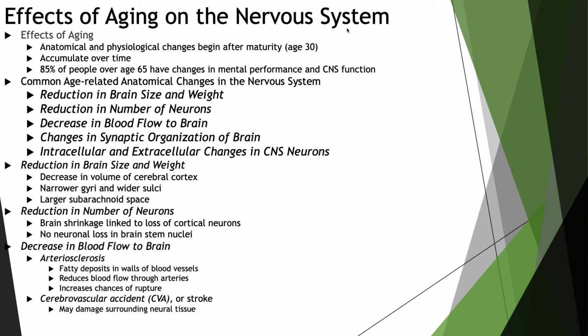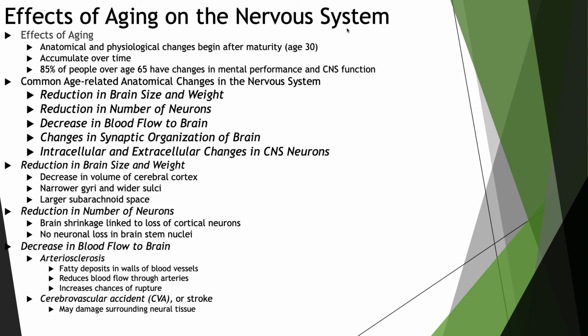Common age-related anatomical changes in the nervous system may include the following: reduction in brain size and weight. This reduction results primarily from a decrease in the volume of the cerebral cortex. The brain of elderly individuals has narrower gyri and wider sulci than those of young people, and the subarachnoid space is larger. It also includes a reduction in the number of neurons. Brain shrinkage has been linked to a loss of cortical neurons, although evidence indicates that neurons are not lost, at least to the same degree, in brain stem nuclei.